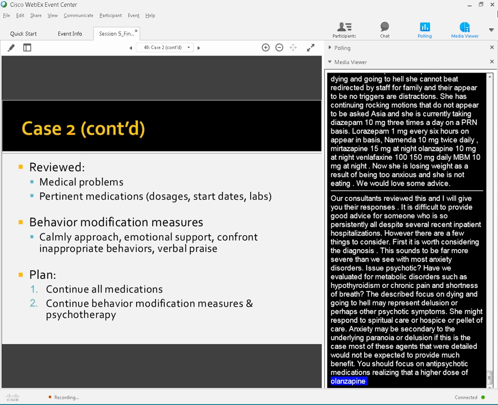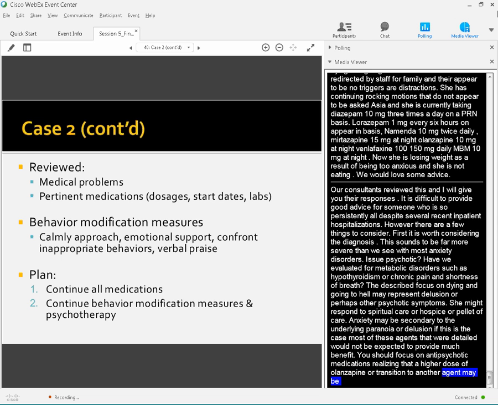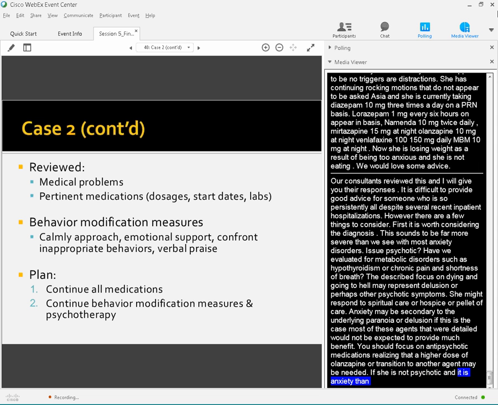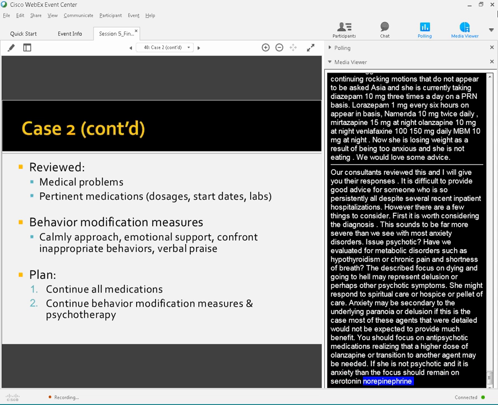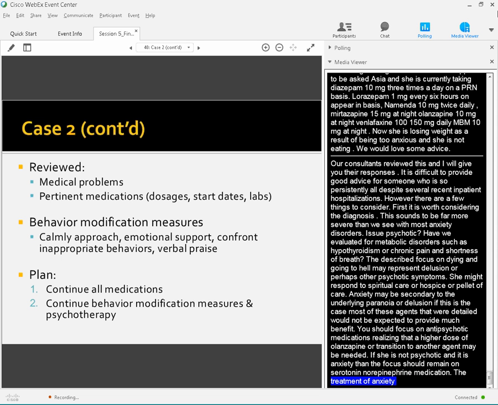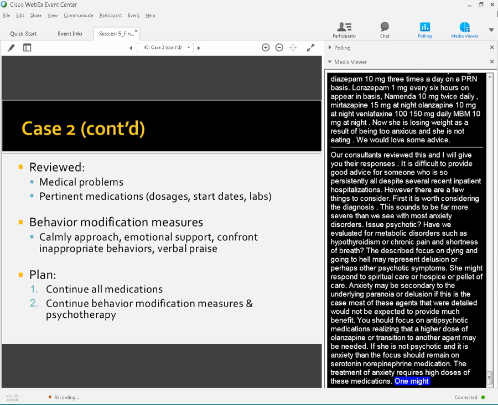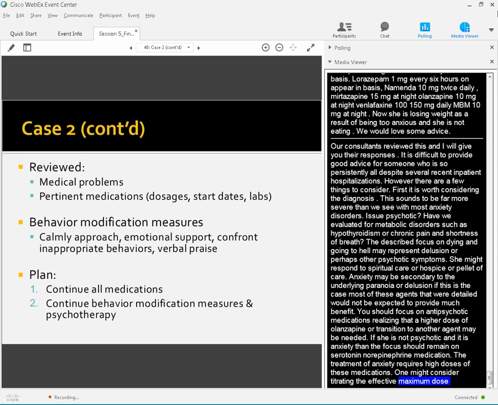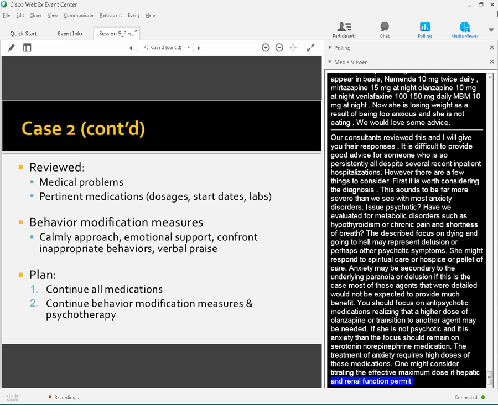If she's not psychotic and it is purely anxiety, then the focus should remain on serotonin or serotonin norepinephrine medications. The treatment of anxiety often requires high doses of these medications, and one might consider titrating the Effexor to a maximum dose, again, if hepatic and renal function permit, up to 225 or 300 milligrams a day. Alternatively, you could work towards the maximum dose of other agents, such as fluoxetine or duloxetine.